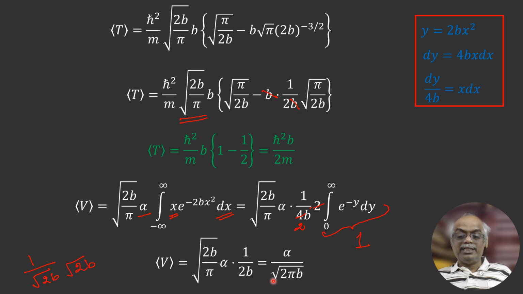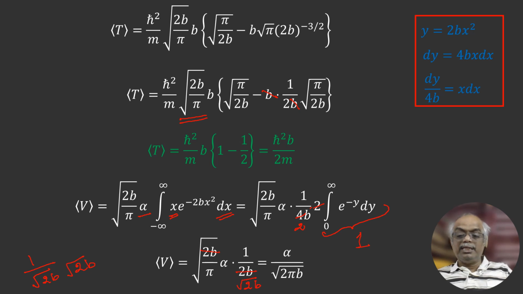So naturally, in the denominator already there is a square root of pi, and it is a square root of 2 pi p in the denominator, and alpha you have in the numerator. That is, this square root of 2p will get cancelled with 2p, and it will become square root of 2p. So now we got the potential energy. The expectation value of the potential energy is alpha divided by the square root of 2 pi p.